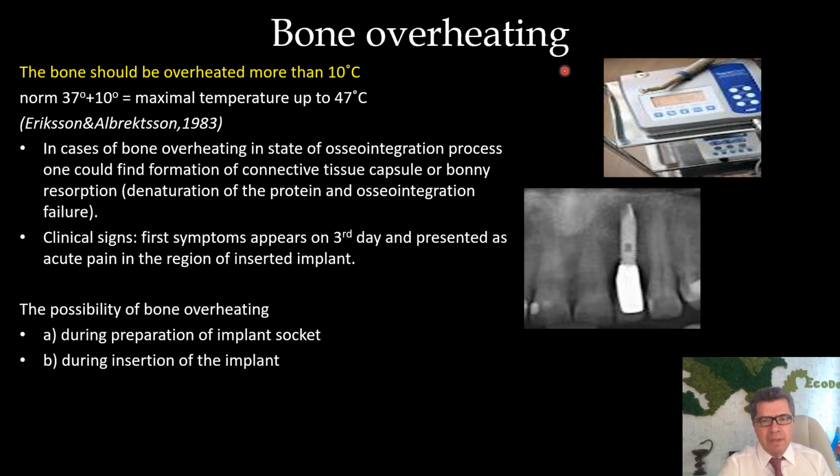Let's talk about the overheating problem. Bone overheating by more than 10 degrees causes denaturation. The normal temperature is 37, and with 10 degrees more, the maximum is up to 47. If it is more, the osseointegration process could lead to formation of a connective tissue capsule or bone resorption. The reason here is the denaturation of protein.